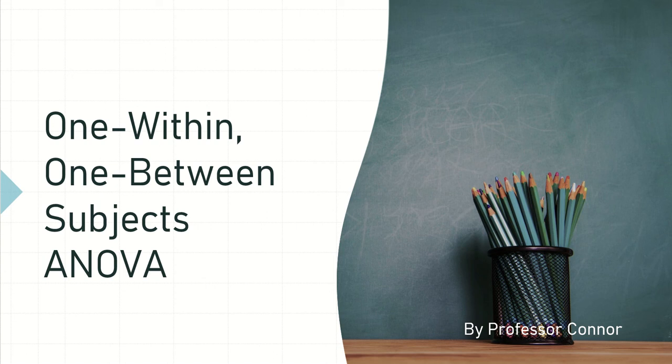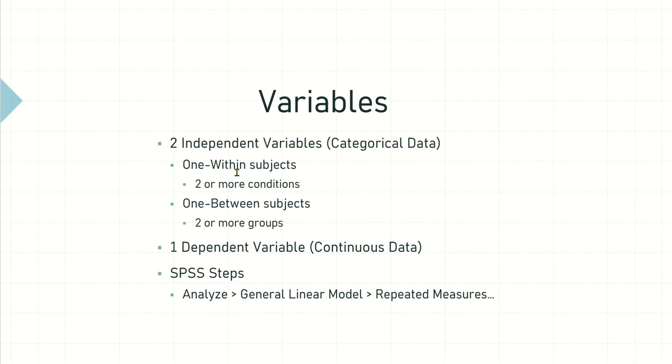Hi everyone, we're going to take a look at performing a one within, one between subjects ANOVA. So it's a factorial ANOVA where you have two different independent variables, and one is a within subjects variable where you have two or more conditions where the same subjects are tested two or more times. And then you have one independent variable where it's between subjects, where you have two or more groups.